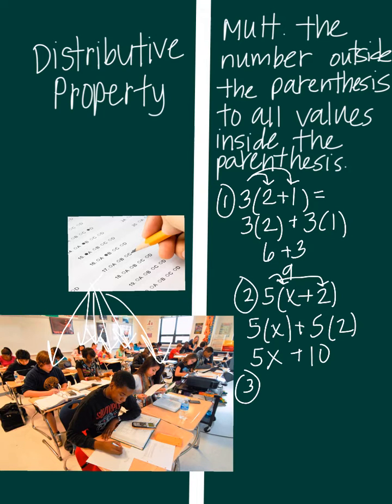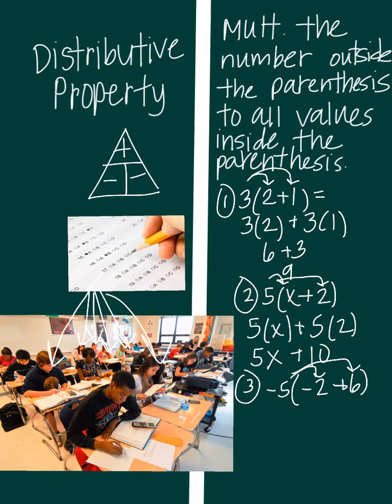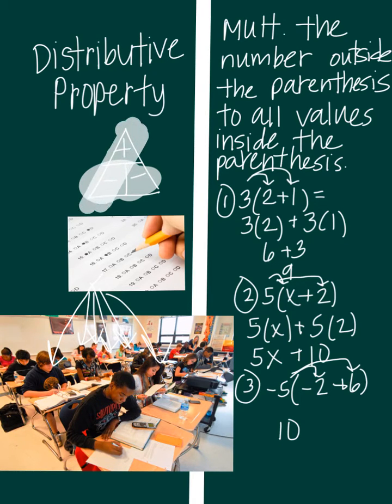If we have negative 5 times negative 2 plus 6, negative 5 goes to negative 2 and to 6. Negative 5 times negative 2, going back to my triangle, 2 negatives leave me with a positive 10. A negative times a positive leaves me with a negative 30.